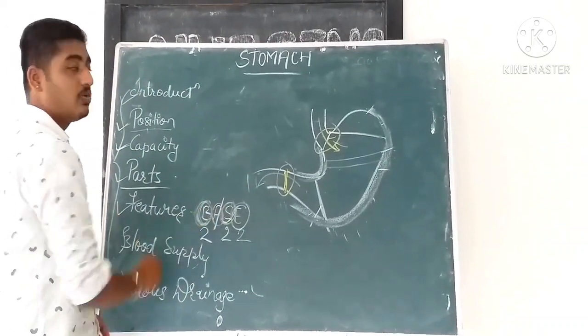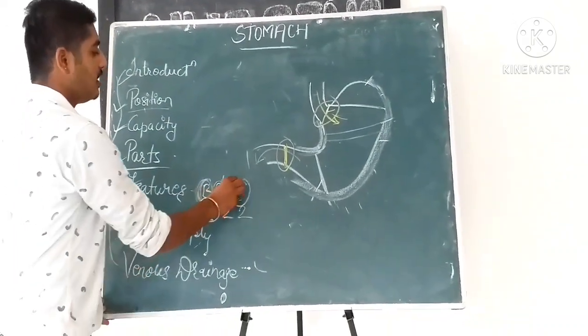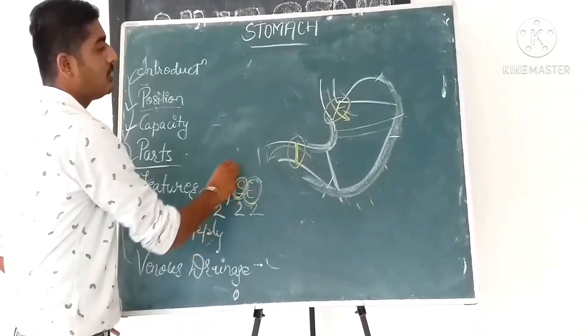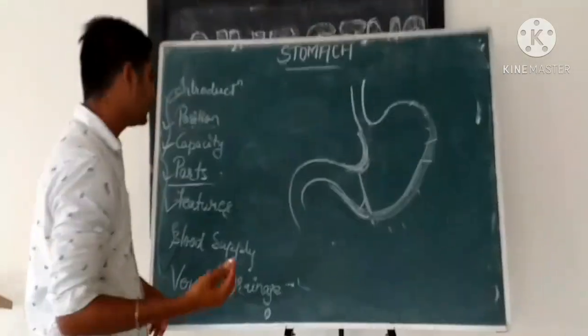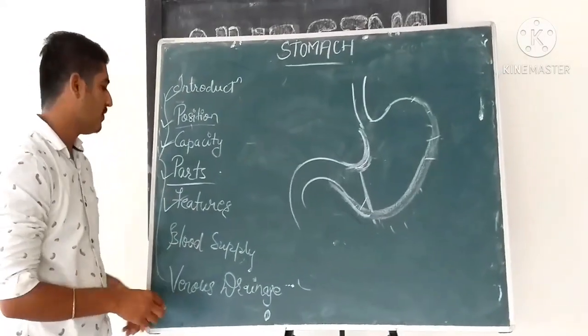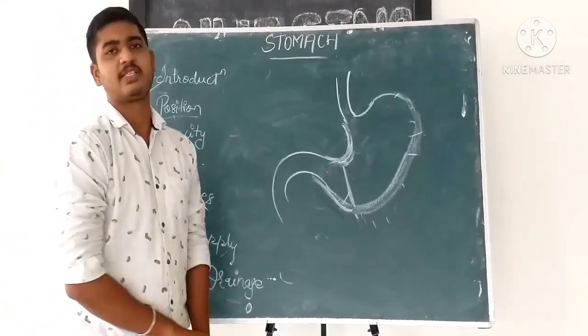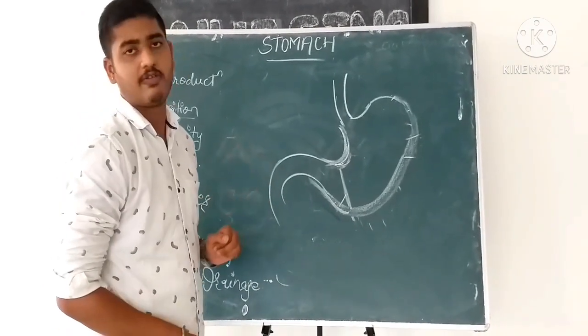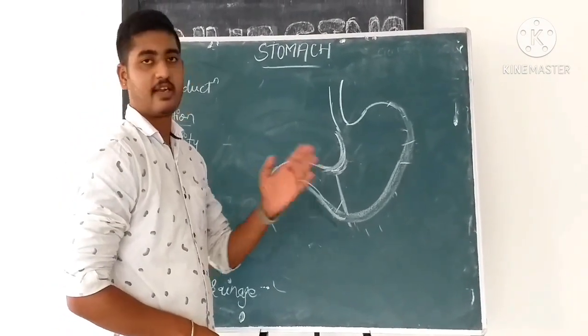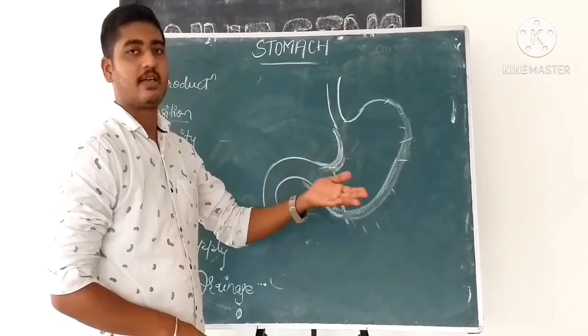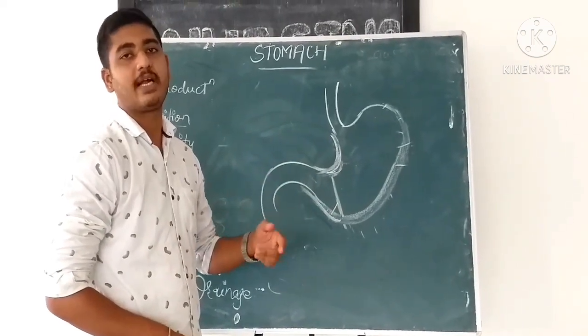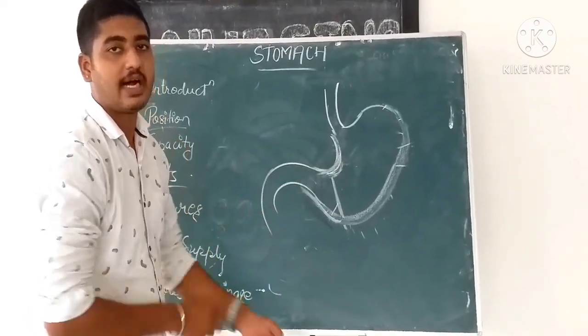We have got the 2 borders or the curvature, 2 surfaces, and the 2 ends. So next, after the features, we'll move on to the blood supply. Okay. So the blood supply is very much simple. We have the 5 arteries. The right and the left gastric artery, the right and the left gastroepiploic artery, and the short arteries.